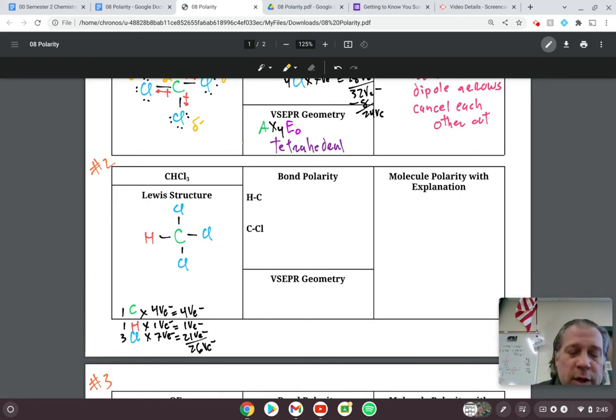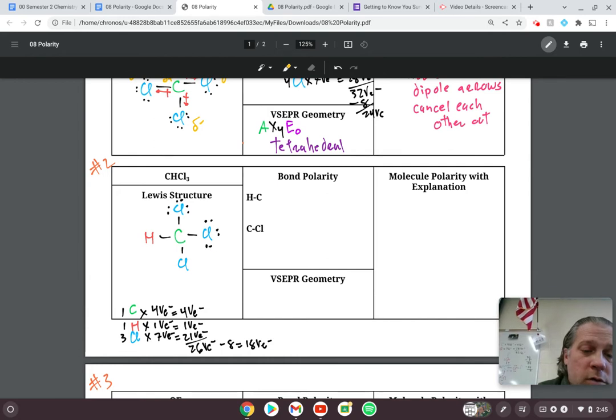So at this point, I've placed 2, 4, 6, 8 electrons in bonds. So that leaves me with 18 valence electrons to find a home for. So I'm going to put those around my chlorine, like so. So I've used 2, 4, 6, 8, 10, 12, 14, 16, 18. And note that I didn't put any on hydrogen because, again, hydrogen already has 2 electrons in the bond.